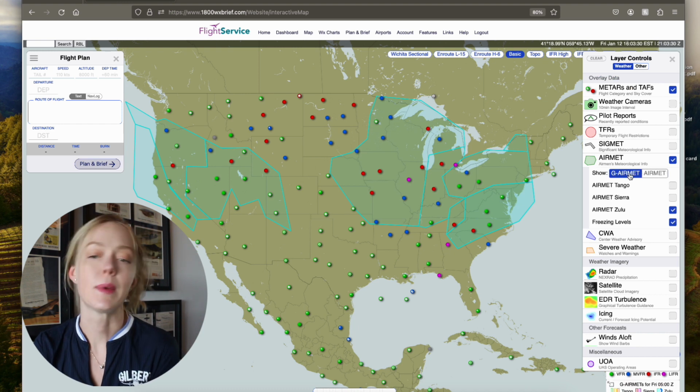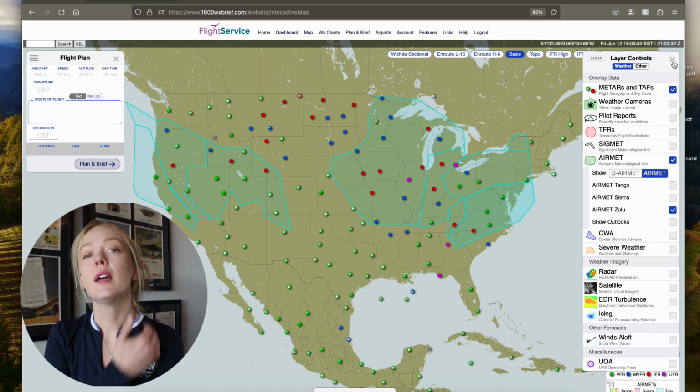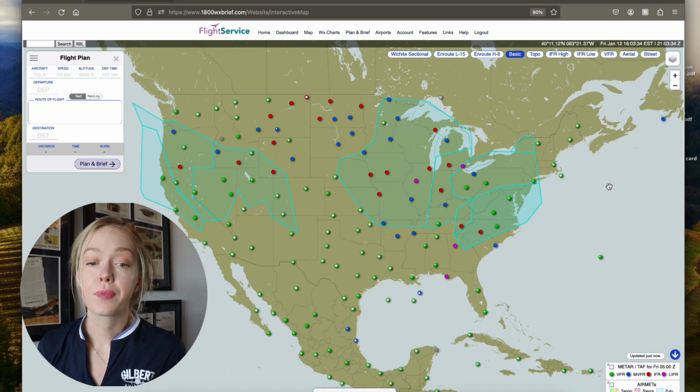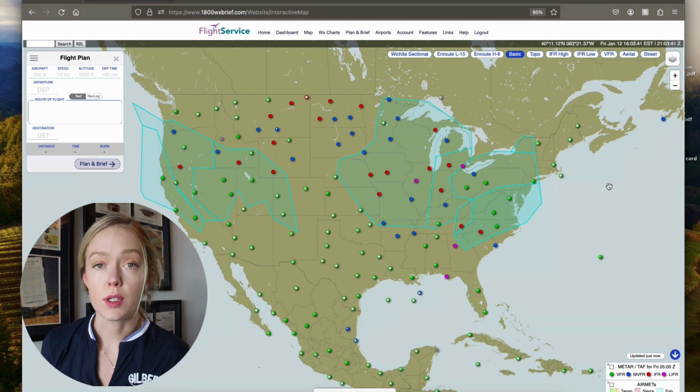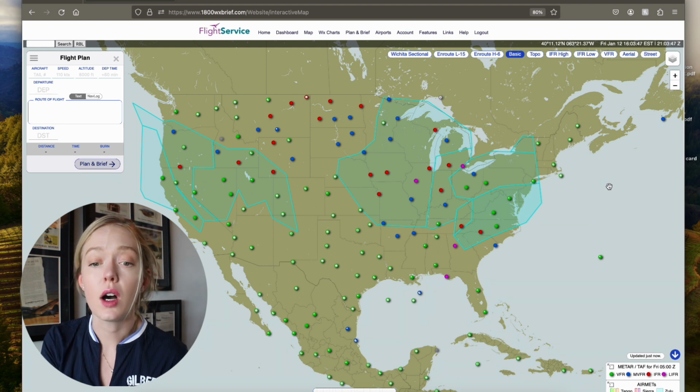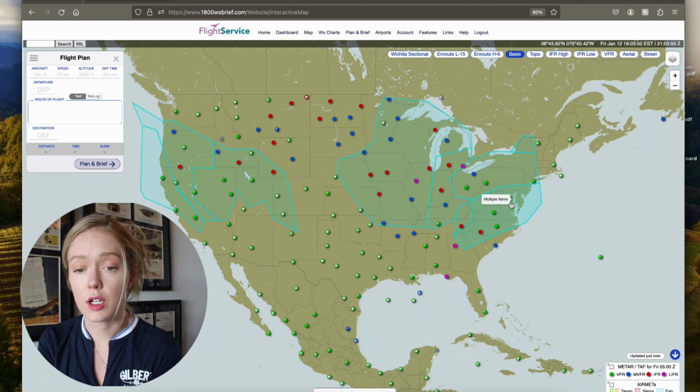It looks like the graphical AIRMETs aren't working, so we're gonna look at the AIRMET Zulus. All right, so we've had a lot of cold weather sweep across the US lately. And when you combine the cold weather with the visible moisture, whether it's precipitation or clouds, we do see an AIRMET for icing. We see AIRMETs all across the country here. Large parts of the country have AIRMETs for icing.